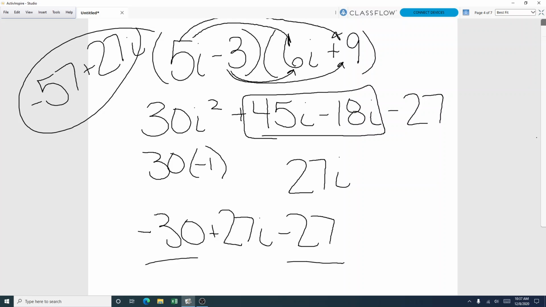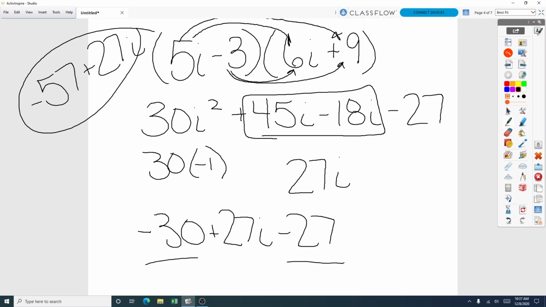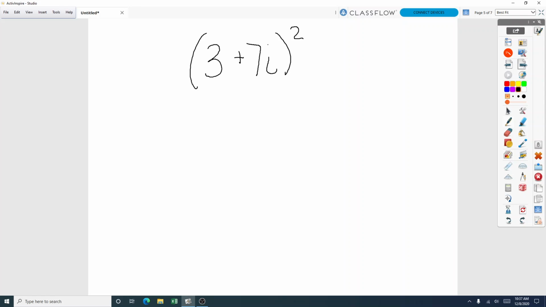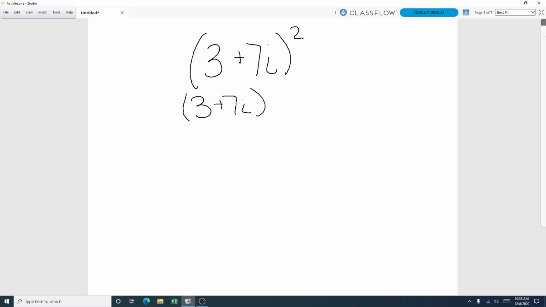All right, let's look at another one. Let's say that they give us 3 plus 7i squared. What does it mean to have 3 plus 7i squared? What do I have to do? You have to multiply it by itself. So this becomes 3 plus 7i times 3 plus 7i. Don't just distribute that 2 in. We actually have to multiply by itself.